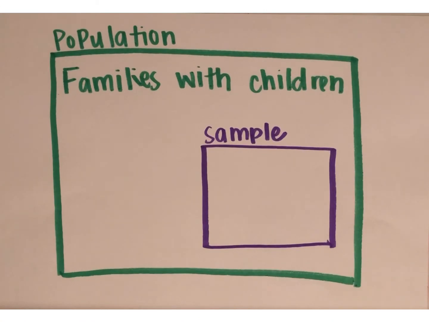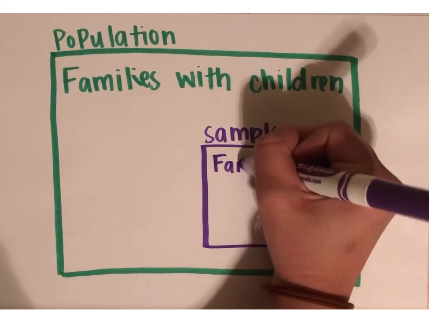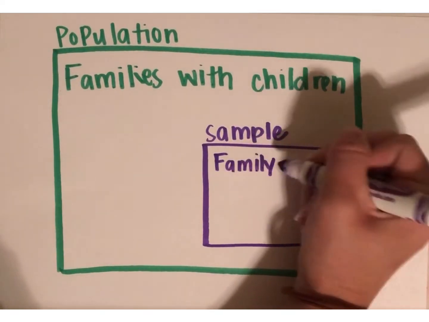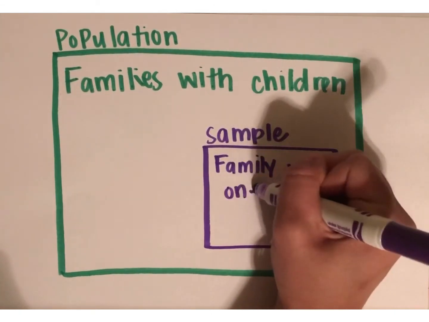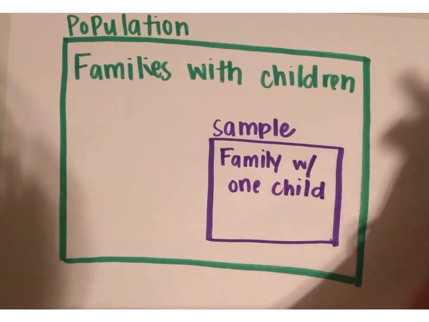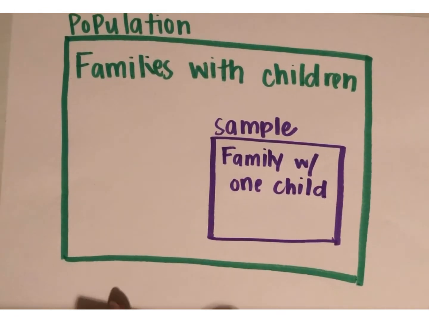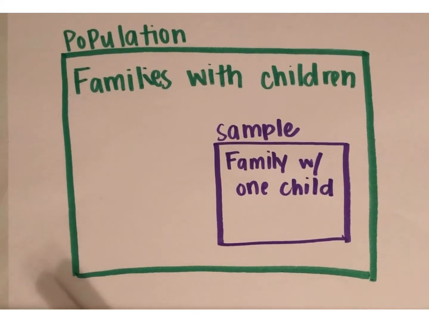My next population that I was given is families with children. So that is my big group. Now, a smaller group inside of that could be families with just one child. Or you could say families with 2 children, families with 3 children. Any of those would be a subset within our larger population.